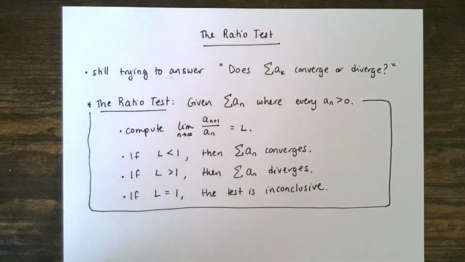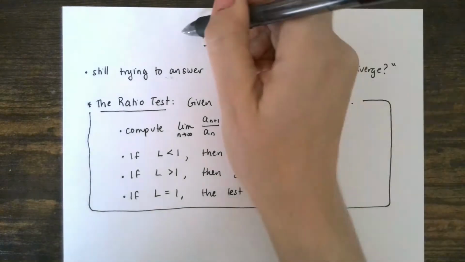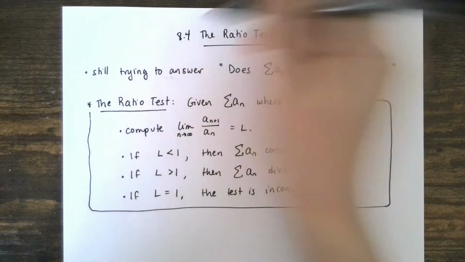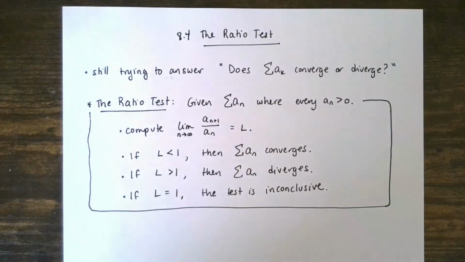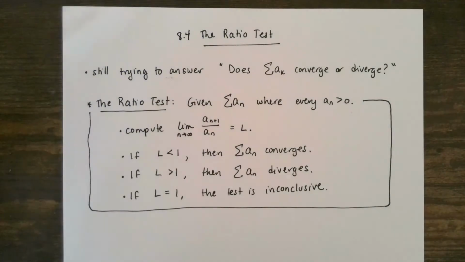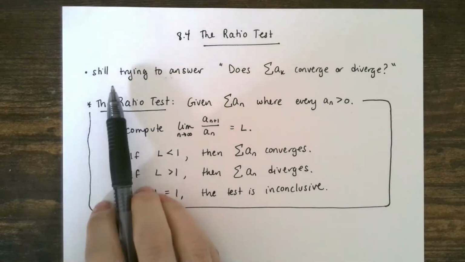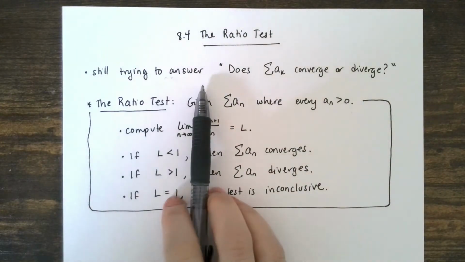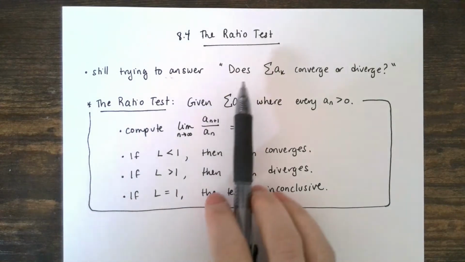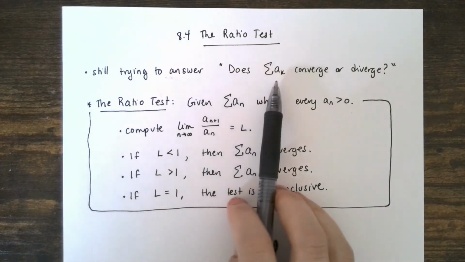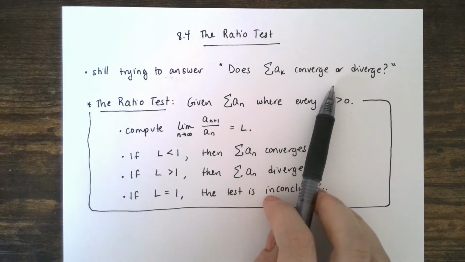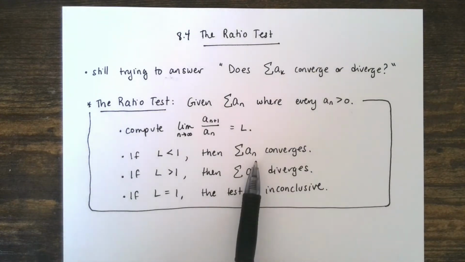Let's talk about the ratio test. So this is the beginning of section 8.4 in the book, and we're doing this instead of the reading this time. I want to remind you, we are still trying to answer the same question that we've been answering the last few sections, which is, here's a series, does it converge or diverge? So we're going to add one more test to the list.